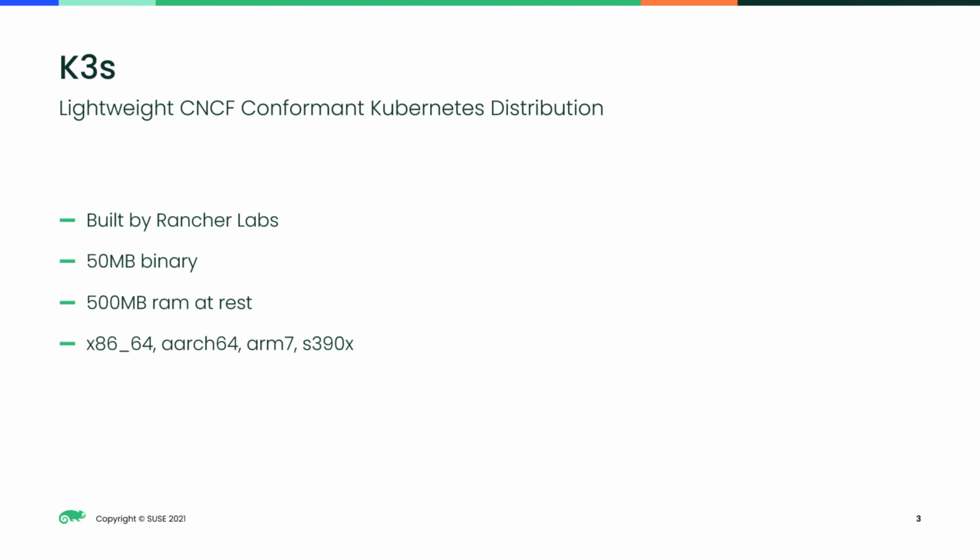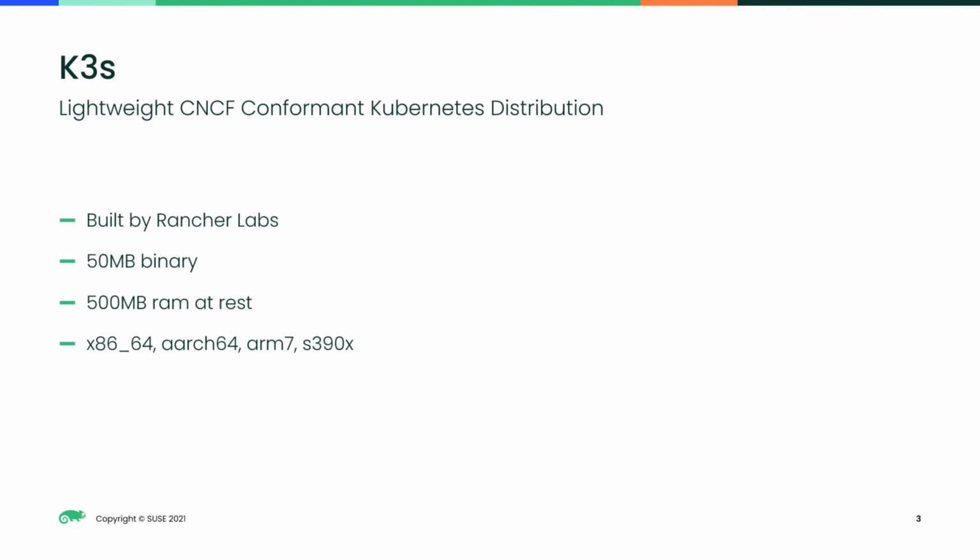So what is K3s? K3s is a lightweight CNCF conformant Kubernetes distribution produced by Rancher Labs. It is roughly a 50 megabyte binary that you can download and run. It consumes roughly 500 megabytes of RAM at rest, and depending on your CPU, very little. It's also supported for x86_64, ARM64, ARMv7, and S390X. So we've got a very wide range of CPU architectures that we can support.